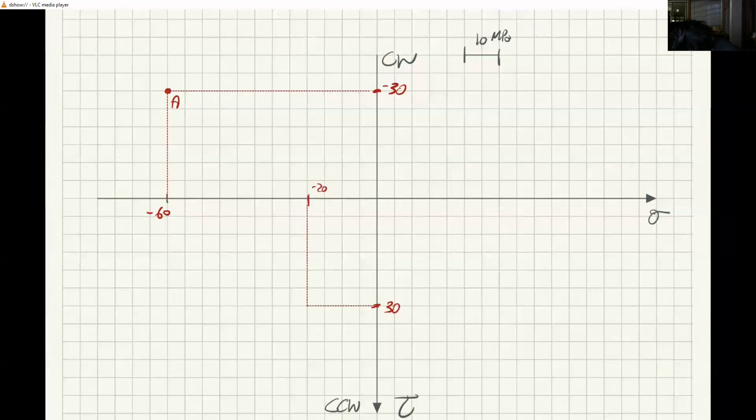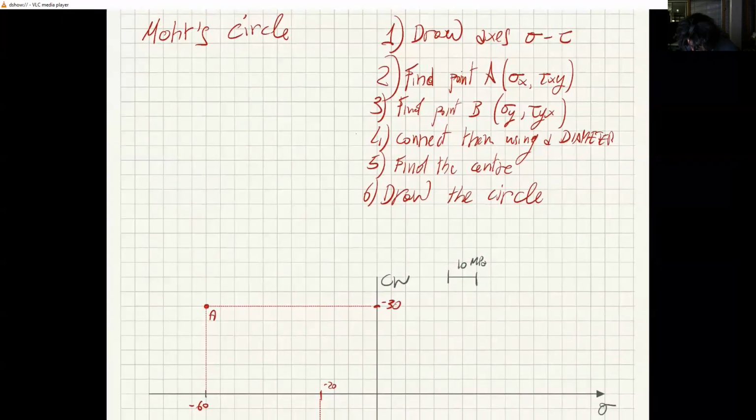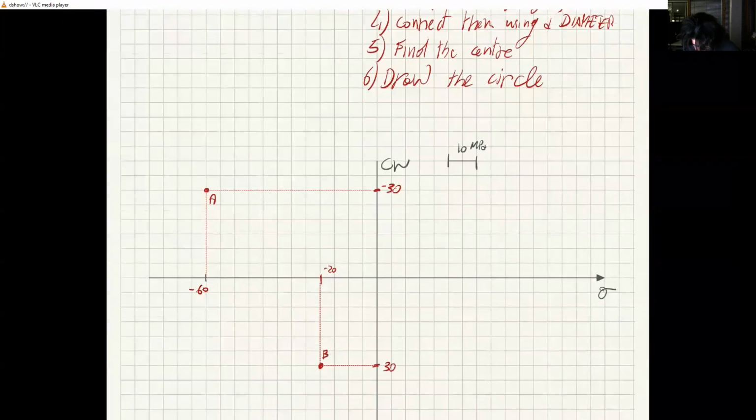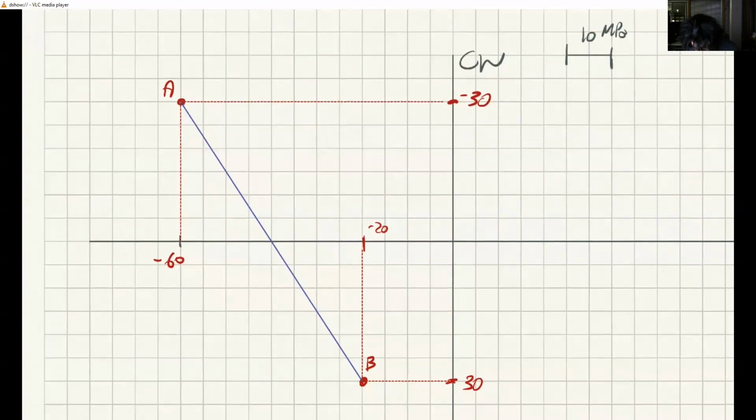And so this is point B. Now, step 4, connect them using a diameter. So I'll just draw a straight line that goes from A to B, so I can find where the center C is.